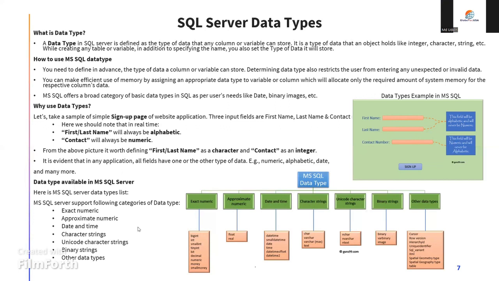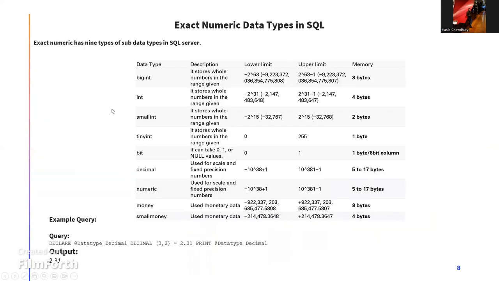So here you can see the data types available in SQL Server, which are exact numeric, approximate numeric, date and time, character string, Unicode character string, binary string, and other data types. Those are the character types. Approximate numeric means it can have decimals or something. Yeah, we'll go there.